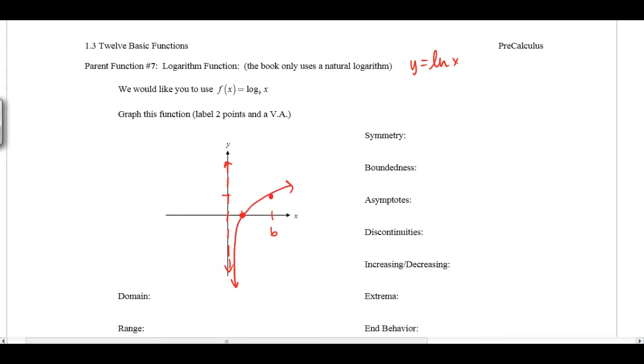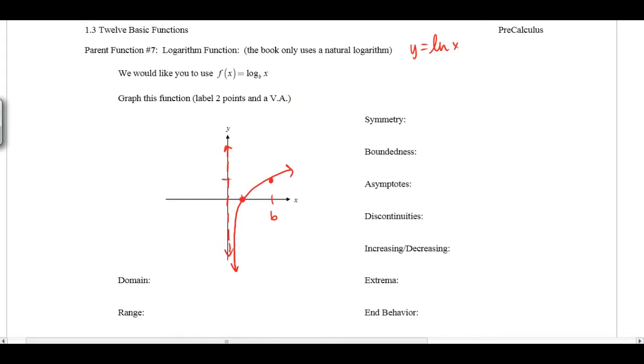And so now I can go ahead and do all the parts that I need. The domain is going to be everything from 0 to infinity. The range is going to be all real numbers. Symmetry is going to be none. Bounded is going to be none. Asymptote is going to be a vertical asymptote when x equals 0. Discontinuities are none. It's increasing. And it's got no extrema then.